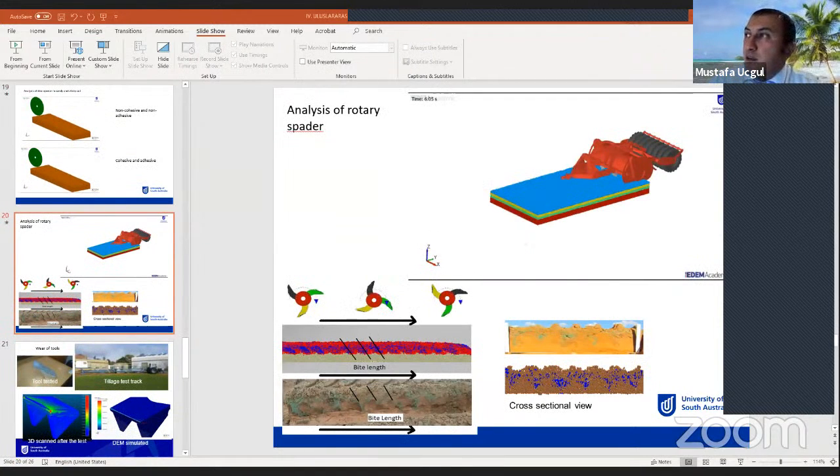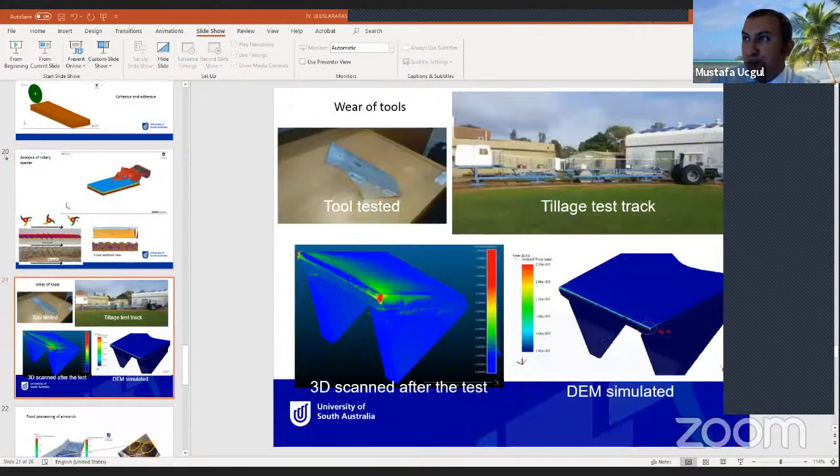In this video, you can see the performance of a rotary spader. If we put some blue sand on top, after the operation, you can see here the soil patterns. And this is the simulation result. Again, we can simulate this with high accuracy to analyze what our machine actually does.